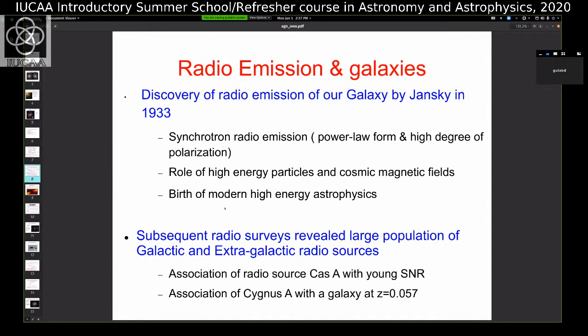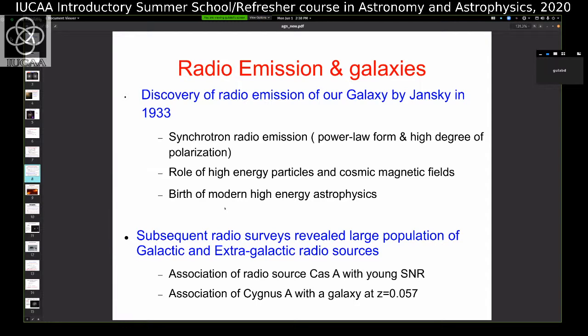And the synchrotron emission arises due to high energy particles, high energy electrons, which are moving in magnetic fields. So therefore, the role of high energy particles and cosmic magnetic fields was realized very quickly. And that's how high energy astrophysics was born.